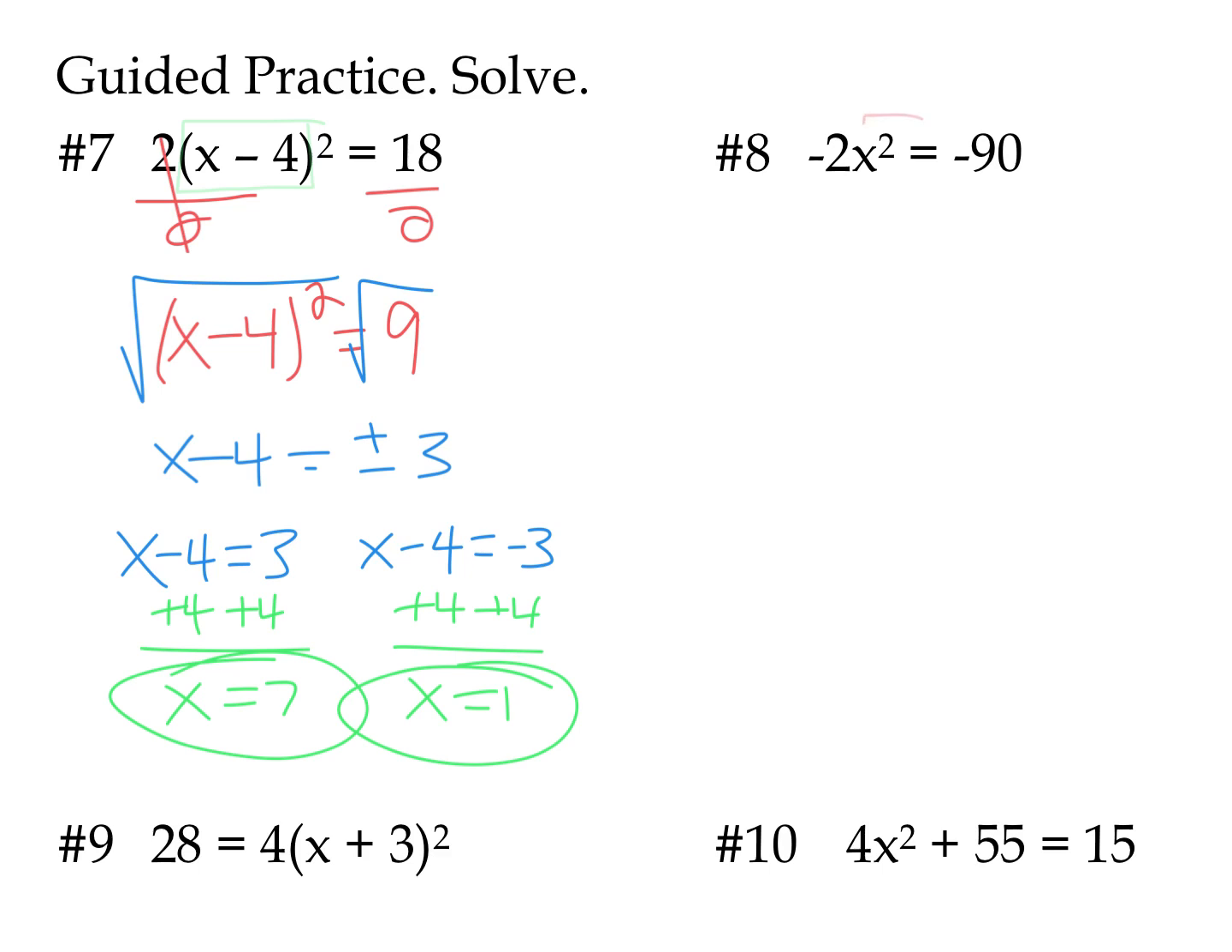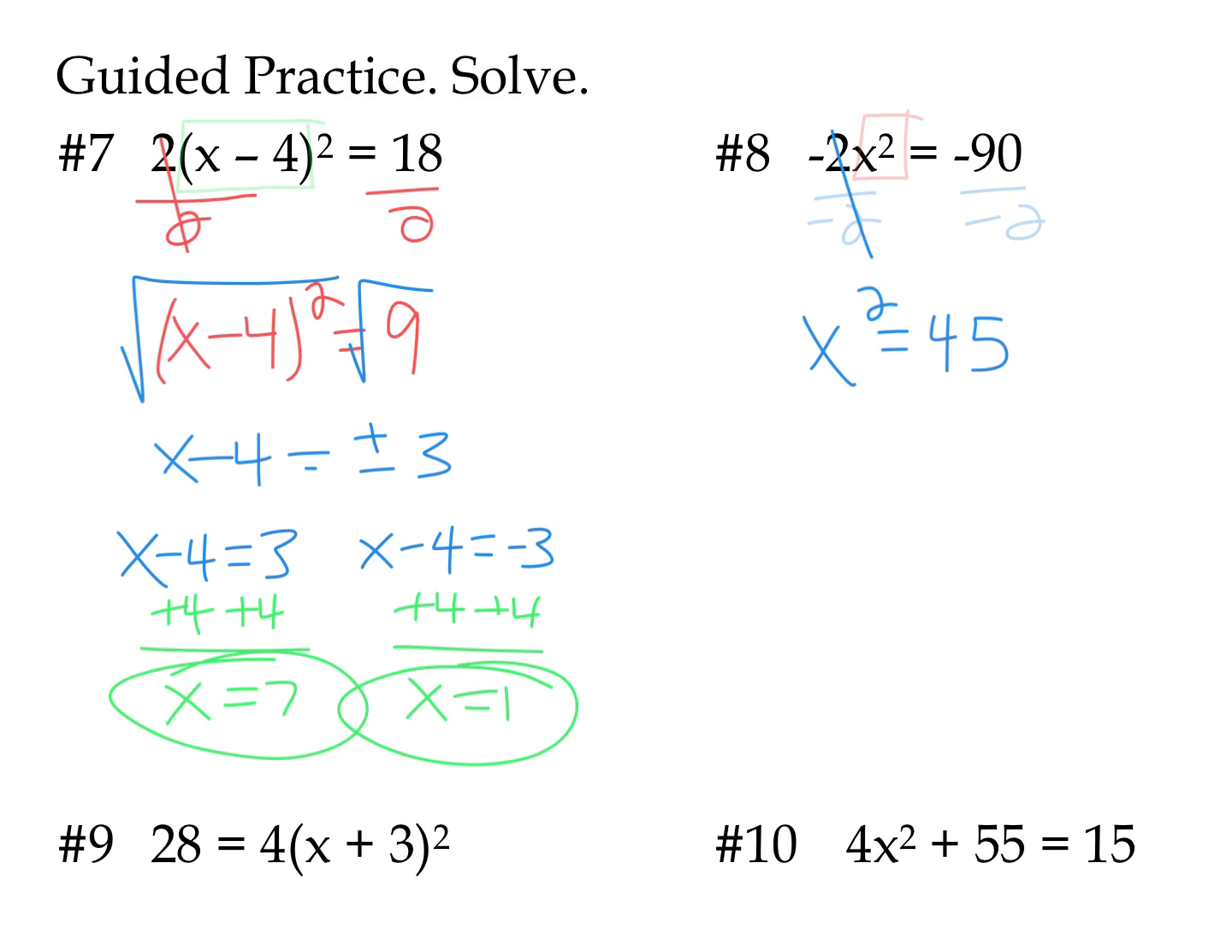So here, right, now we have just an x squared that we're trying to get by itself. So what can I do? Well, I can divide by negative 2. Right? So when I divide by negative 2 on both sides, I get x squared equals 45. It was equals negative 90. Don't be thinking, oh, it equals a negative, I can't square root that. Well, when I divide by negative 2 on both sides, I don't have a negative anymore. I have a positive 45.